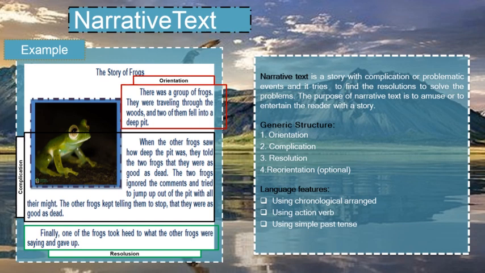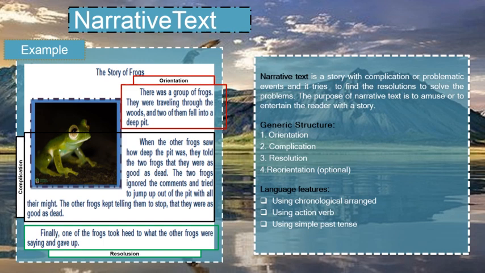So, what is the narrative text? Narrative text is a story with complication or problematic events, and it tries to find the resolutions to solve the problems. The purpose of narrative text is to amuse or to entertain the reader with a story.